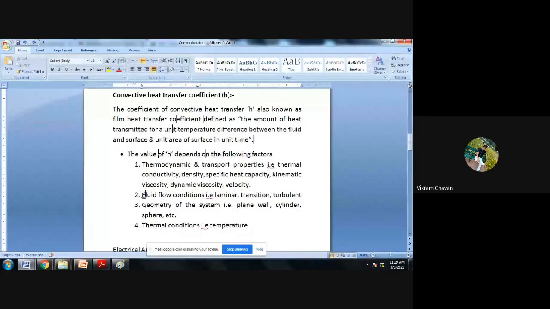Whereas in the other case, it also depends on the fluid flow condition. Okay, fluid flow condition: whether the fluid flow is a laminar one, or a transition one, or a turbulent one.